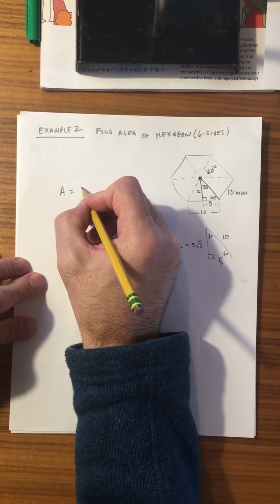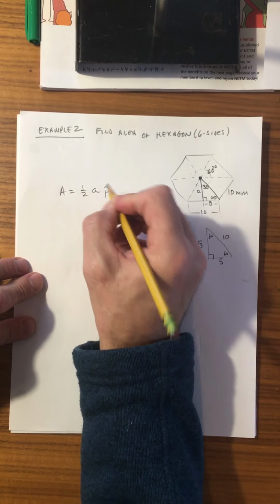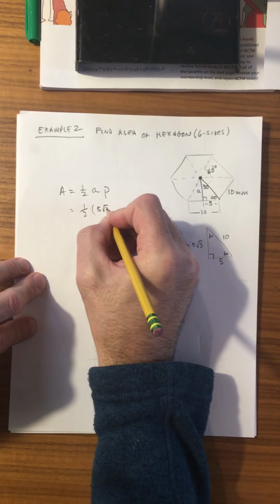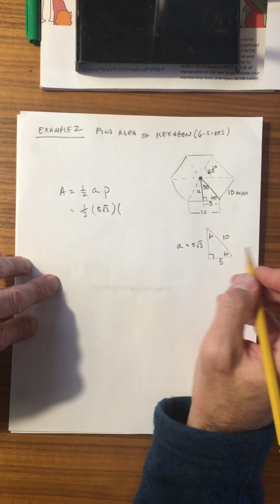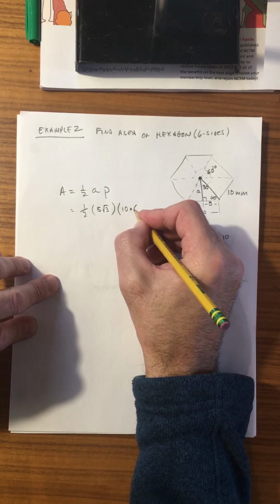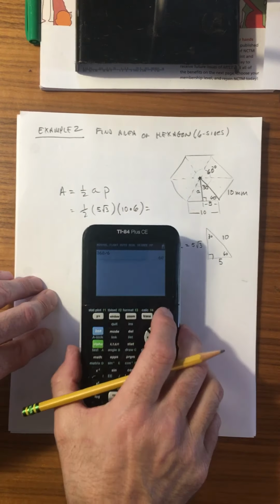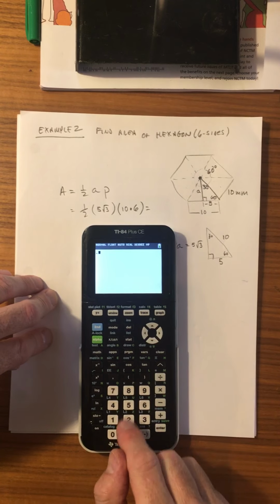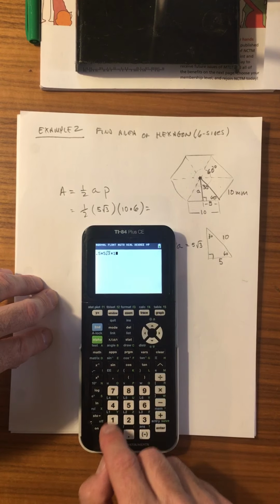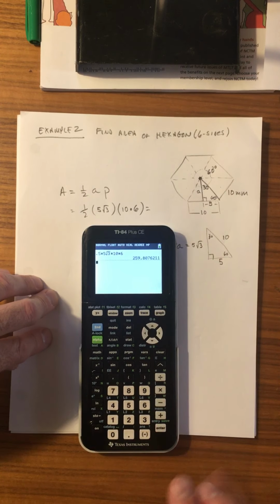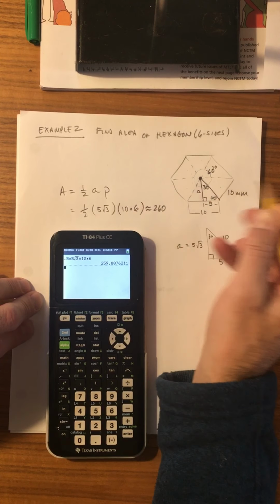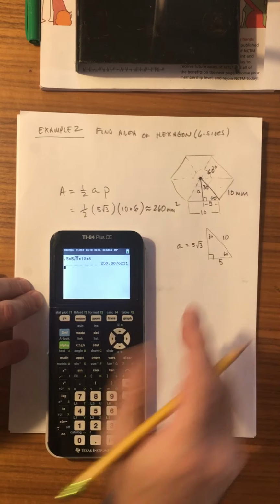So now the area is 1/2 AP. The apothem is 5 square root of 3. The perimeter is the side length 10 times the 6 sides of a hexagon, and we can multiply that out. 0.5 times 5 square root of 3 times 10 times 6. And it's approximately 260 millimeters squared.